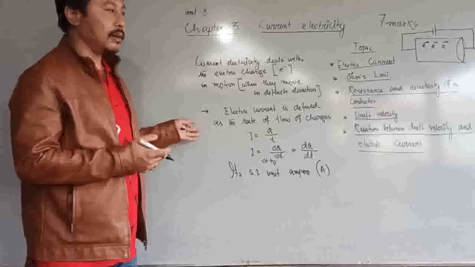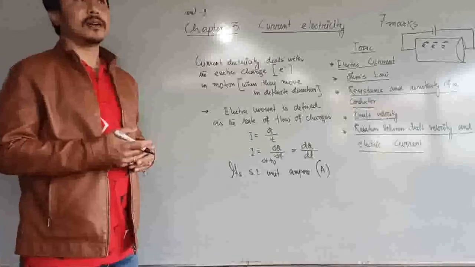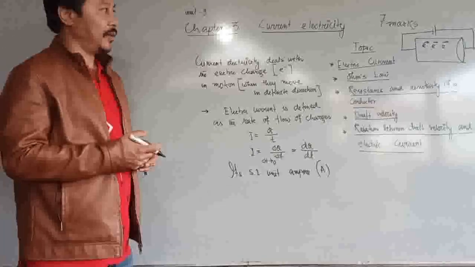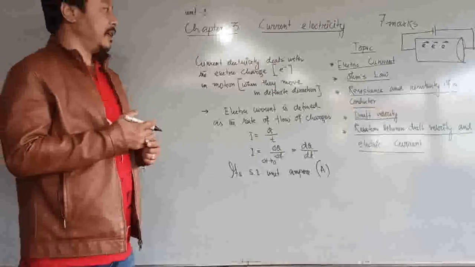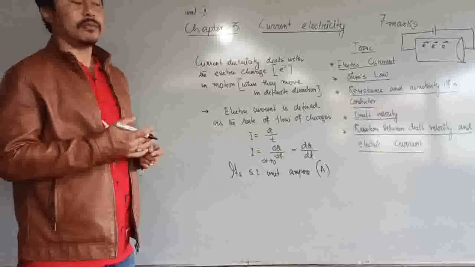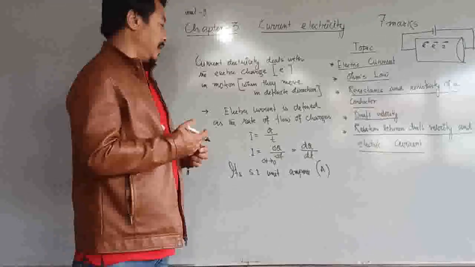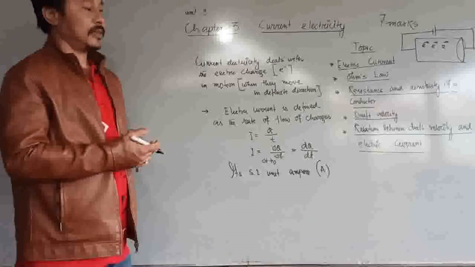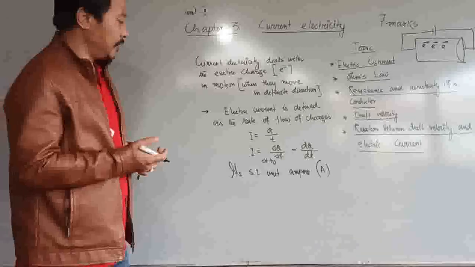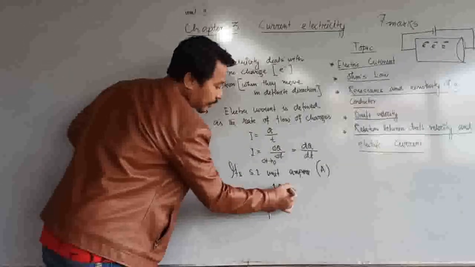Electric current has a definite direction, so it might seem to be a vector, but it is a scalar quantity. Electric current does not follow the rules of vector addition, so it is a scalar quantity.